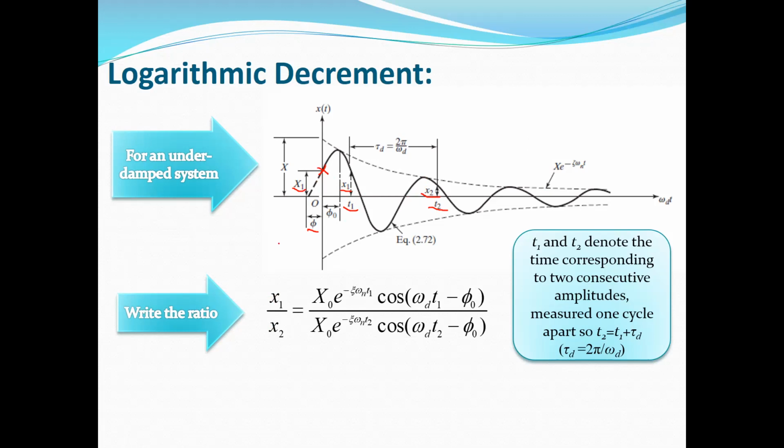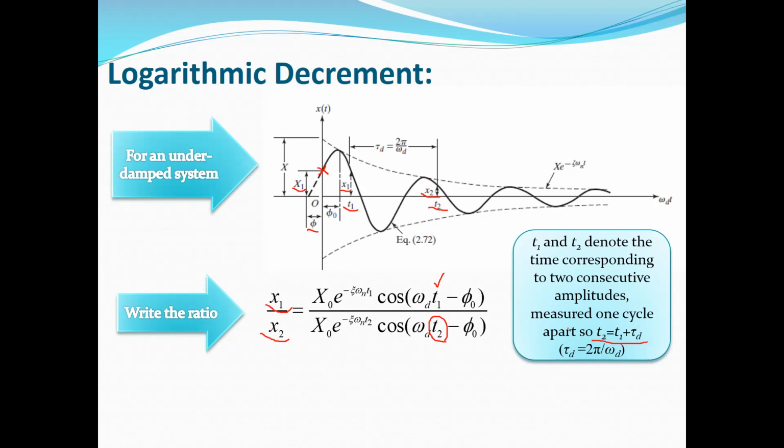Then you can find the relation or the ratio of x1 to x2, and substitute x1 and x2 according to x(t). For x1, t is equal to t1, and for x2, t is equal to t2. But there is a relation between t1 and t2. As you can see, t1 and t2 are two corresponding consecutive points, so t2 is equal to t1 plus the period.